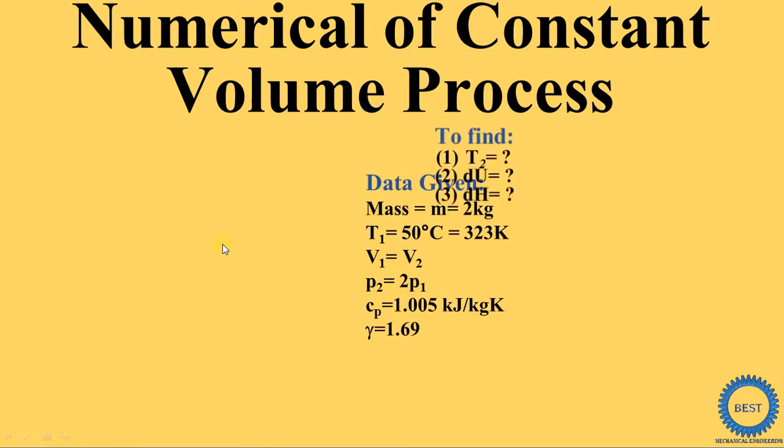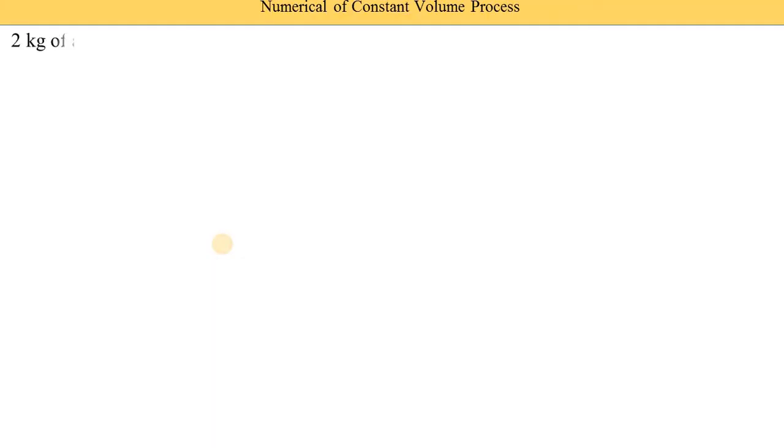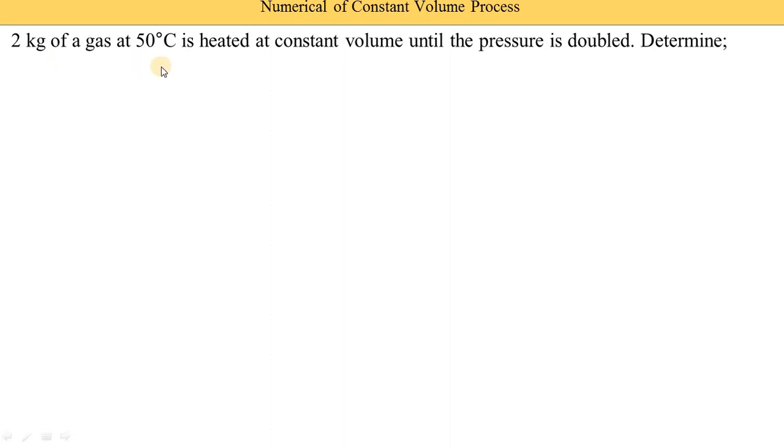In this video, we solve the numerical of constant volume process. First we understand the problem statement. 2 kg of gas at 50 degree centigrade is heated at constant volume. This is a numerical of the isochoric process, because this heating is done at constant volume.